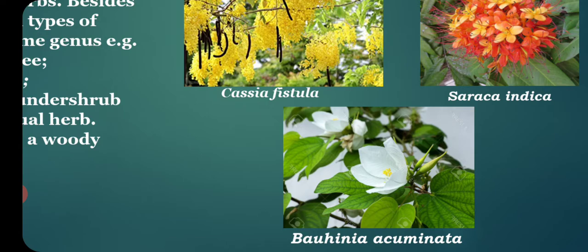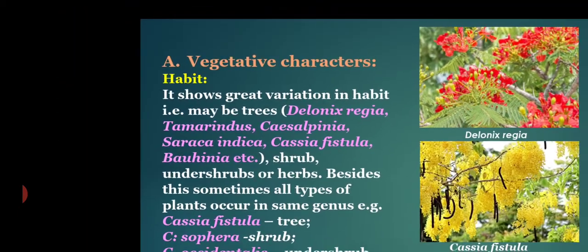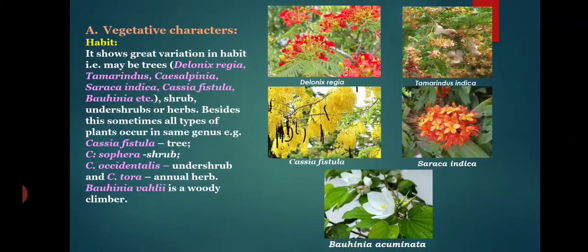and Bauhinia acuminata. There are so many species. Bauhinia purpurea is there, pink color, that is Mandaram. Okay, and these are the examples of trees. What are they? Delonix regia, Tamarindus indicus, Caesalpinia, that is Rajamalli, Bauhinia. And shrubs are there, and sometimes undershrubs or herbs are there.